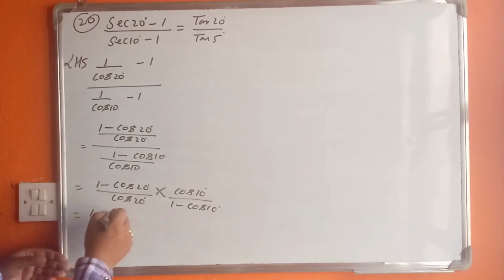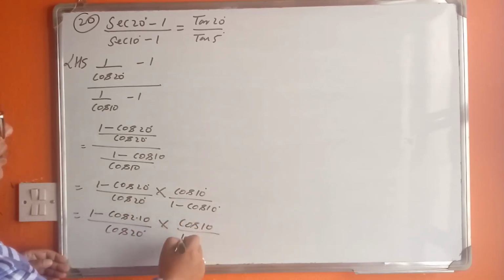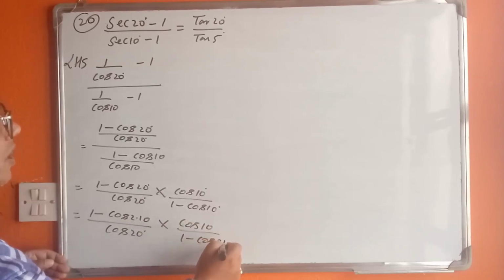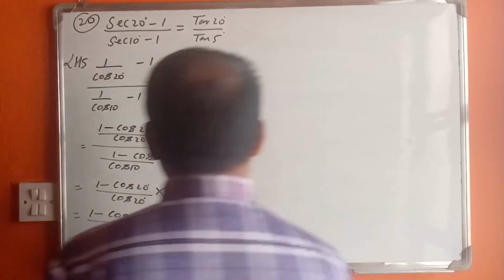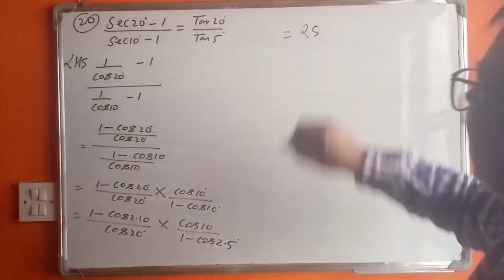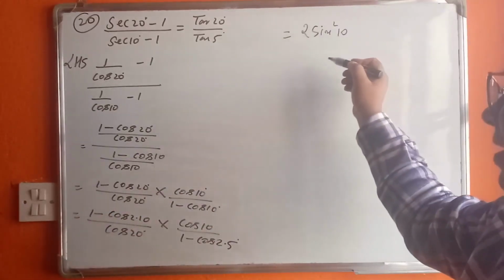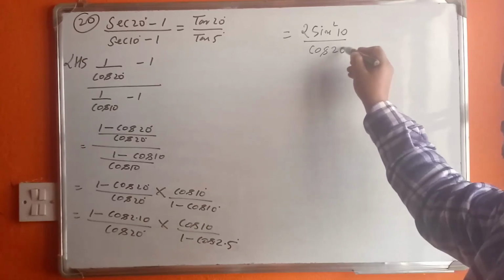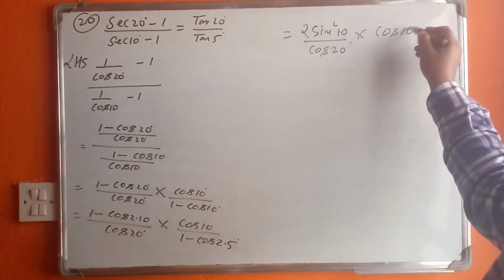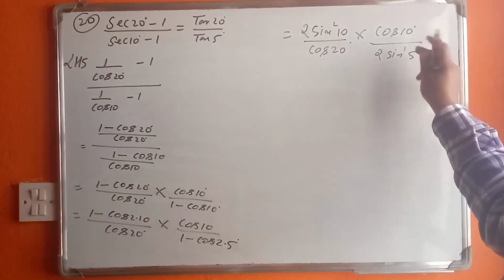Now this also we break down. Cos 20 degree you can write as cos 2 into 10 degree. This as it is. Cos 10 as it is. This 1 minus cos 10 we can write as 1 minus cos 2 into 5 degree. Now the same process, we can put the formula. The formula is 1 minus cos 2a equals 2 sin square a. 2 sin square a means 10 degree. This as it is. Now here also cos 10 as it is. This also formula 1 minus cos 2a, 2 sin square a, means 5 degree here.